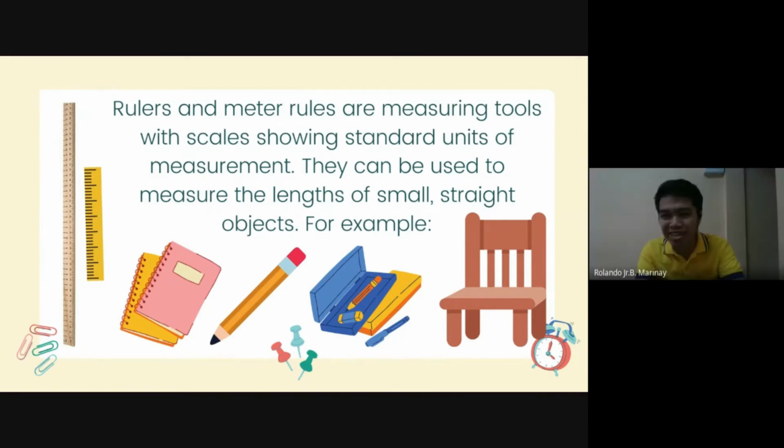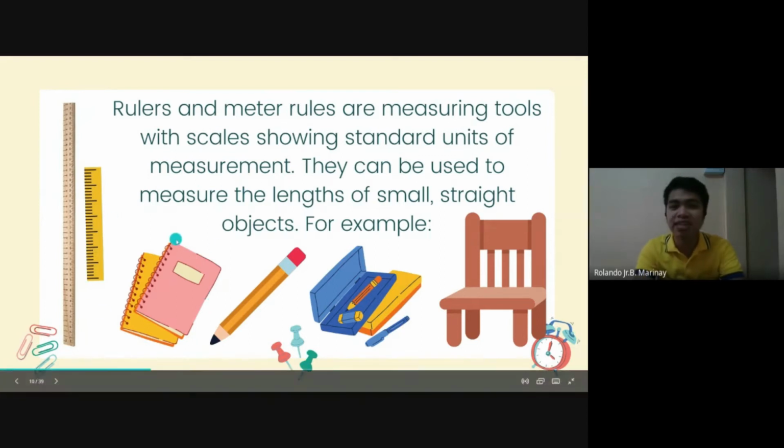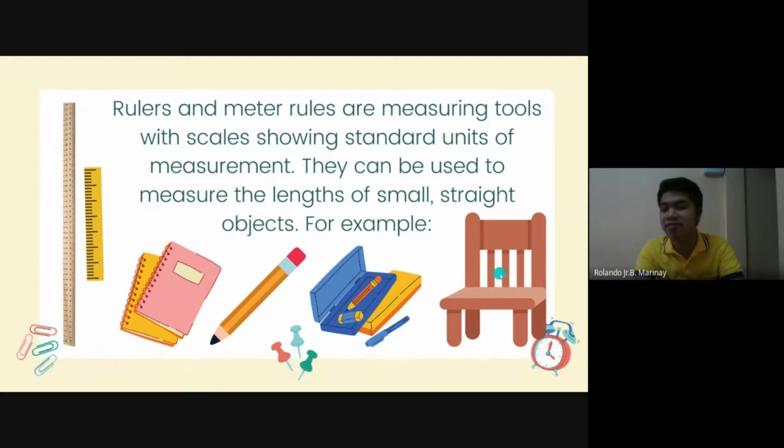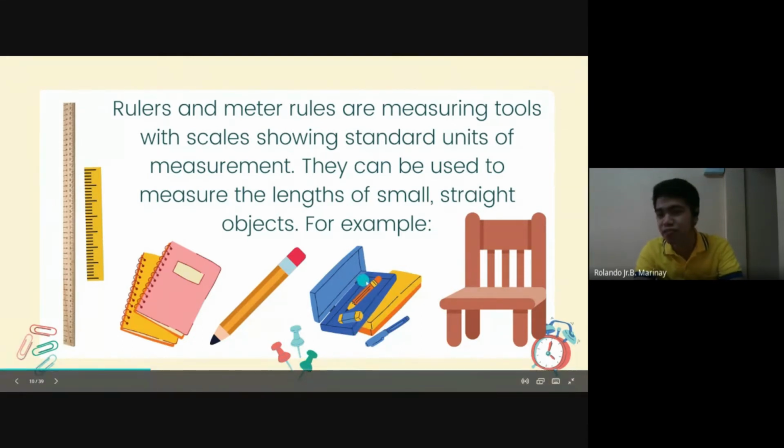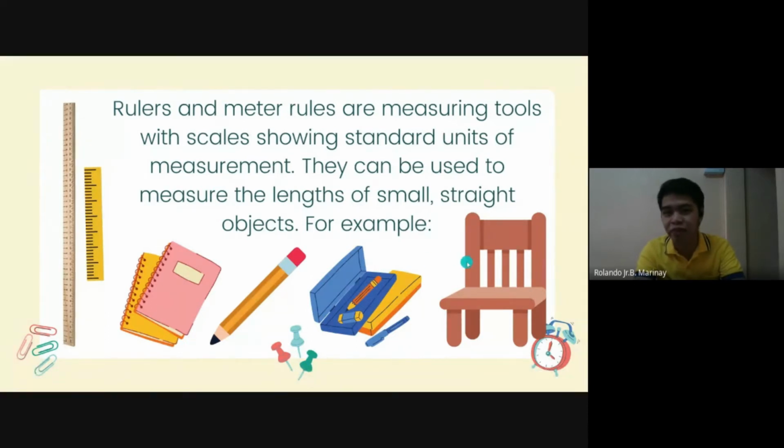So those are the rulers and the meter rules. They can be used to measure the length of small straight objects. For example, we can measure the notebook, the pen, the pencil cases, and even the chair, as long as it is not more than 1 meter. We can use rulers and meter rules in measuring the notebook, the pencil, the sharpener, the erasers, the pencil cases, the chair.